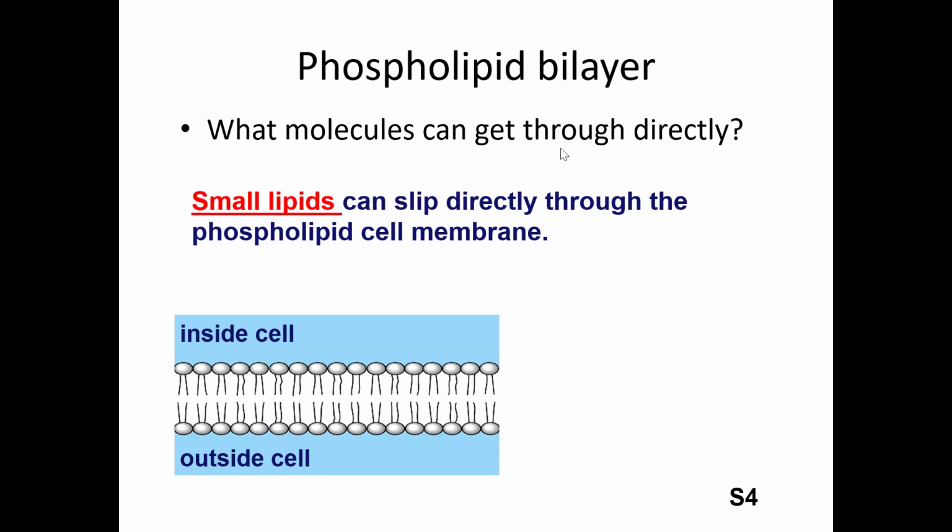So now, what molecules can get through directly? What can get into the membrane directly is small lipids. The small lipid can slip directly through the phospholipid cell membrane. An example of small lipid molecules is drugs. Generally, drugs are lipophilic, which means they are lipid in nature, so they can easily get into the cell and outside the cell, because the phospholipid is lipid in nature and the drugs are also lipid in nature, so they will dissolve in each other.